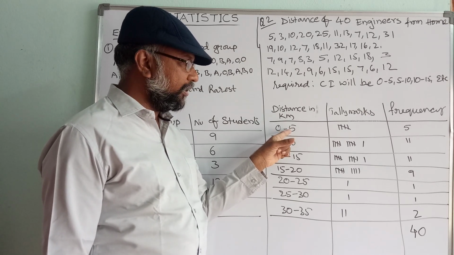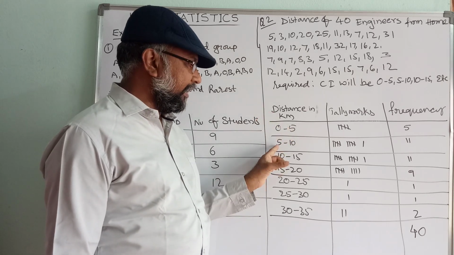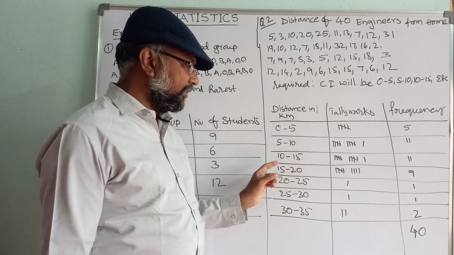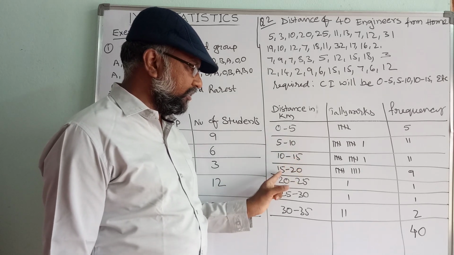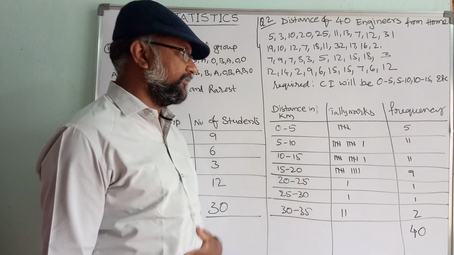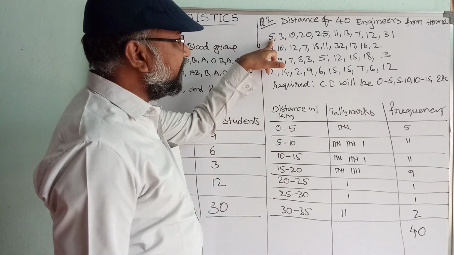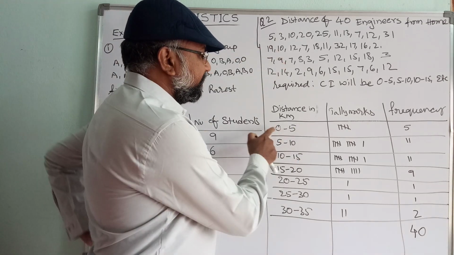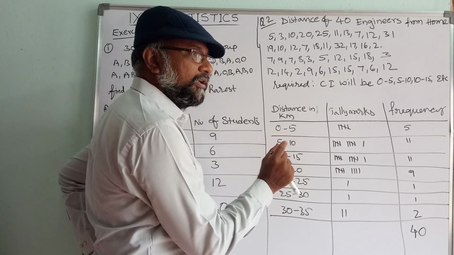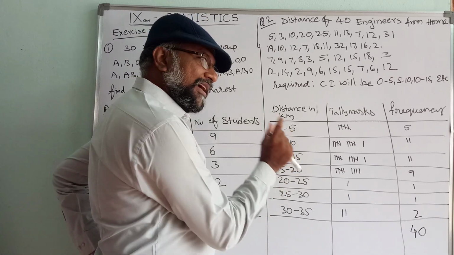Upper limit could be 5, but we should take up to 4 only. Again the lower limit is 5, we can take up to 9 only. So 10 to 15, 15 to 20, 20 to 25, 25 to 30, 30 to 35. Now 0 to 5. When the 5 comes, where do we have to mark it, in the first class or second class? This 0 to 5 is called the size of the class. Remember, this is called the size of the class.